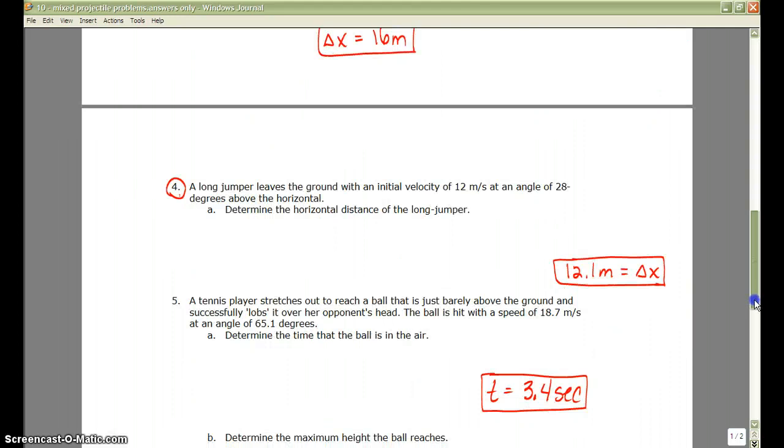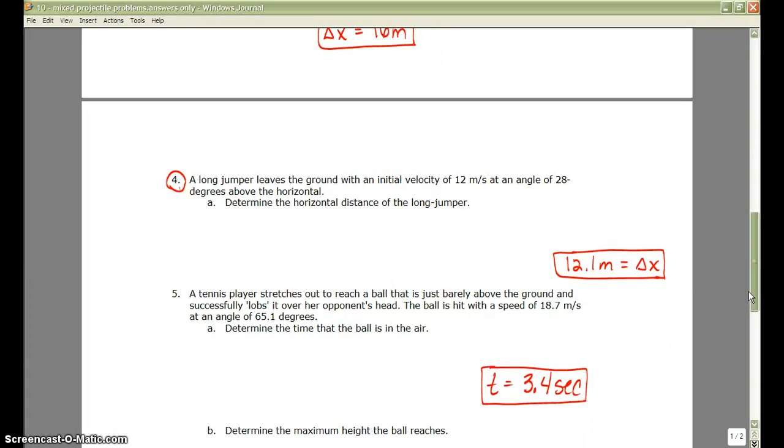Alrighty, scrolling down to number 4. I chose to do number 4 because it involves an angle. It has an angle of 28 degrees. So just to initially sort of draw the picture, all right, our long jumper is leaping. Let's do it a little bit bigger. So our long jumper is going to leap up, he's going to have a trajectory, and he's going to land some distance away. So we know this initial jump was at 28 degrees, and that he did this jump at 12 meters per second.